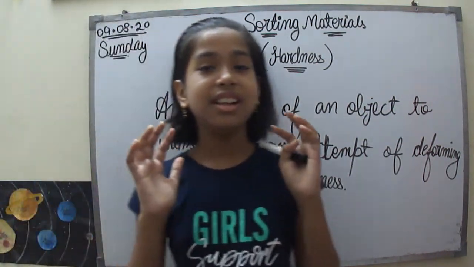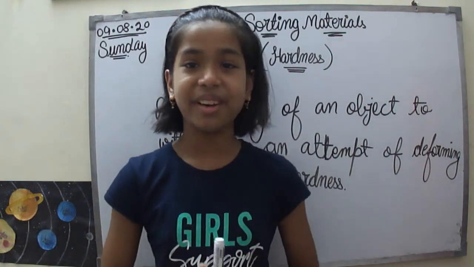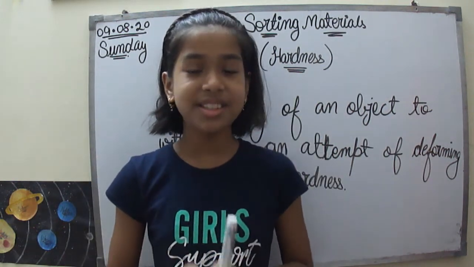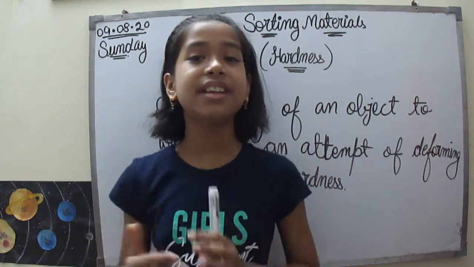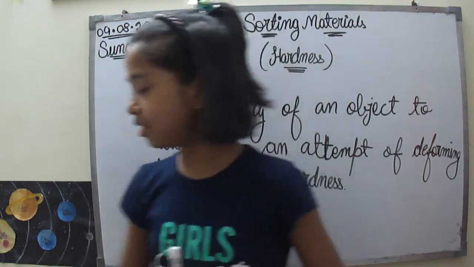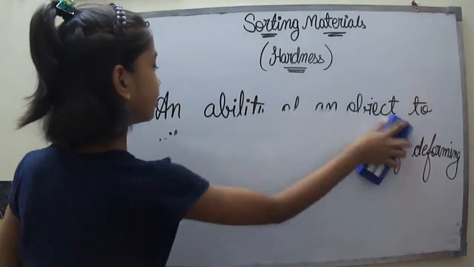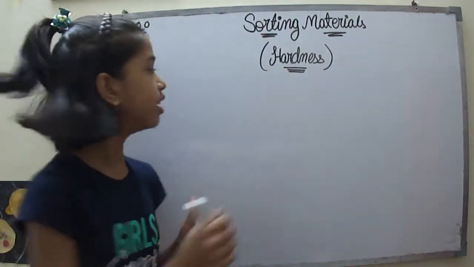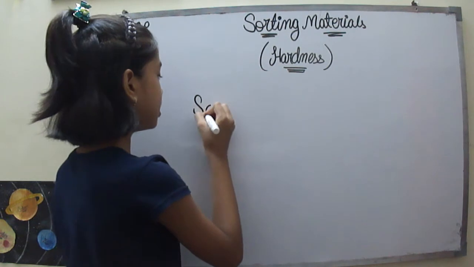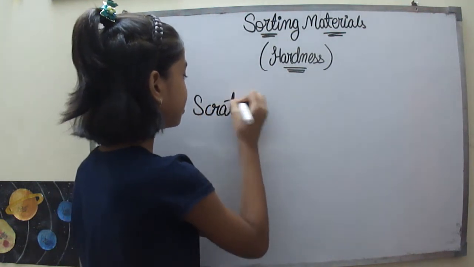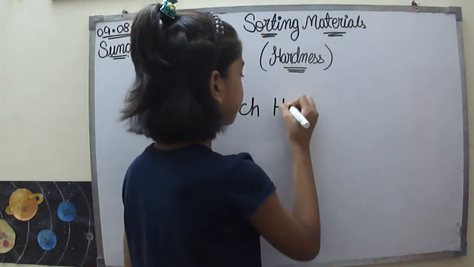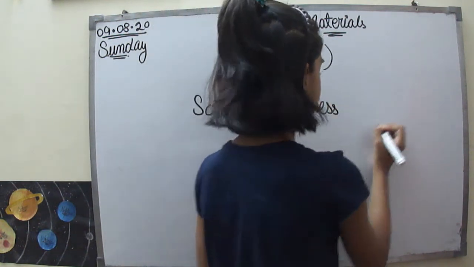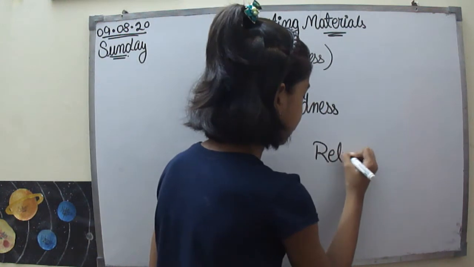Now, let's see a very interesting thing here. There are basically two more types of hardness, which are scratch hardness and rebound hardness. Let's write them down. Scratch hardness, and also one more, rebound hardness.